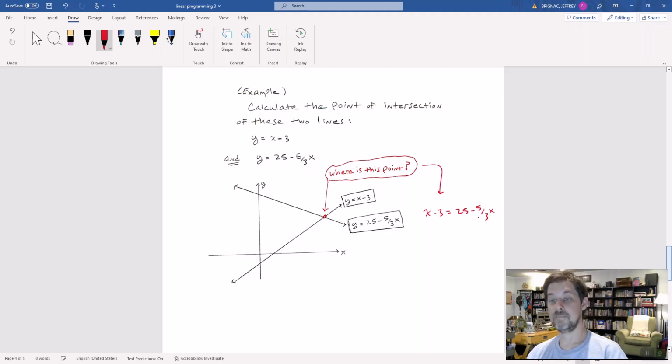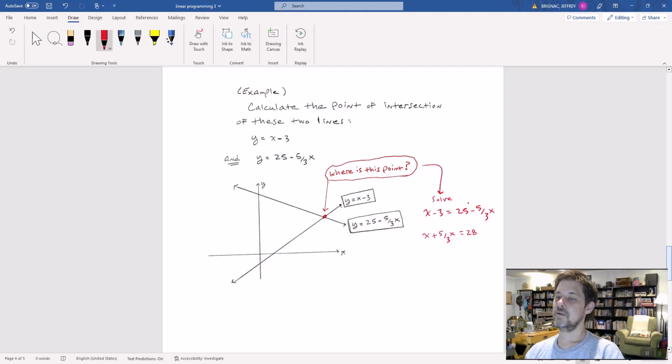Okay, and if you solve that, you'll figure out where this point of intersection is. So let's solve this. If I was to solve this equation, then it would be a matter of isolating the x somehow. So I'll move the terms with x to one side and the terms without the x to the other. So I'll get x plus 5/3 x, and then if I add 3 to both sides, I'll get 28.